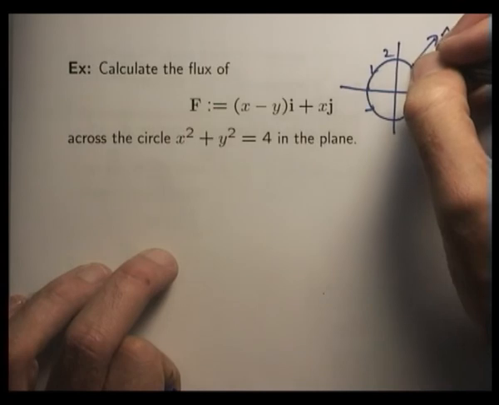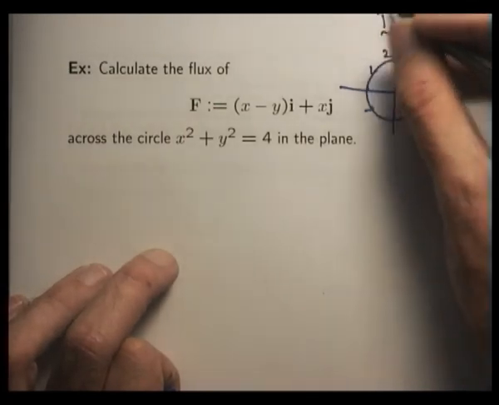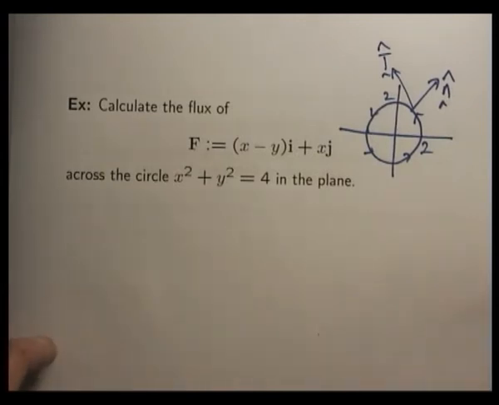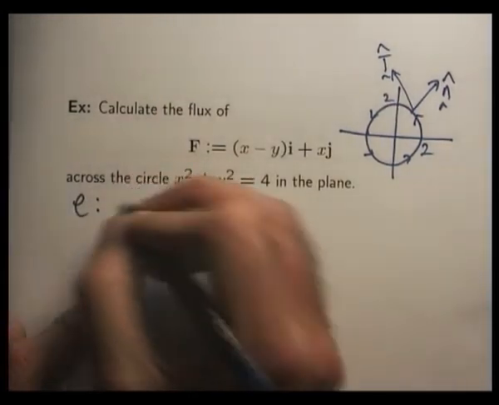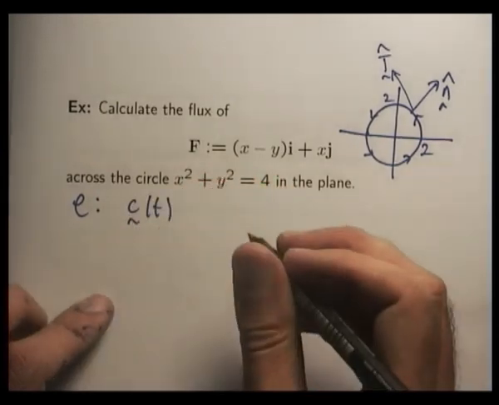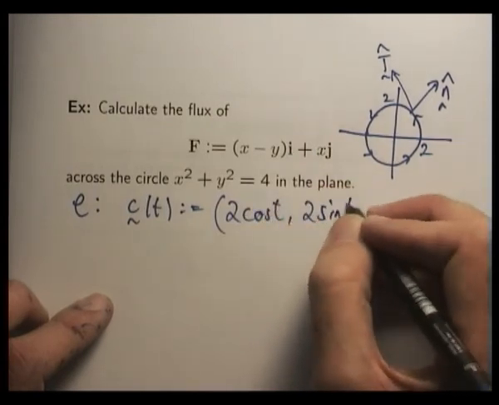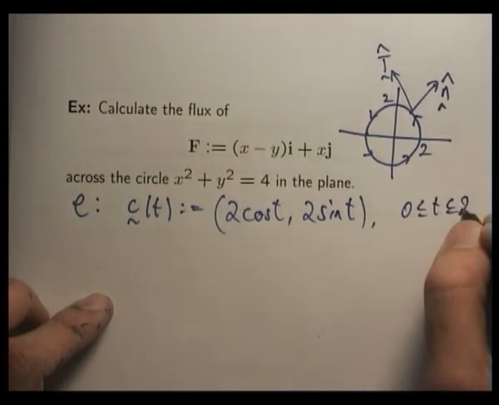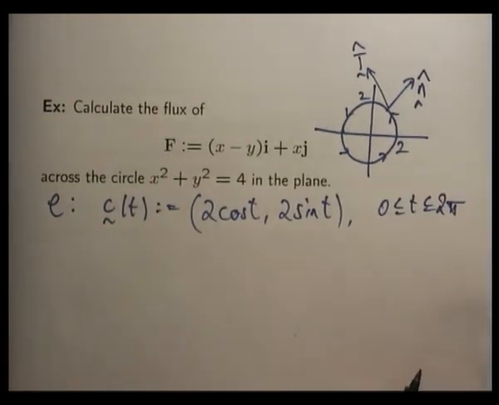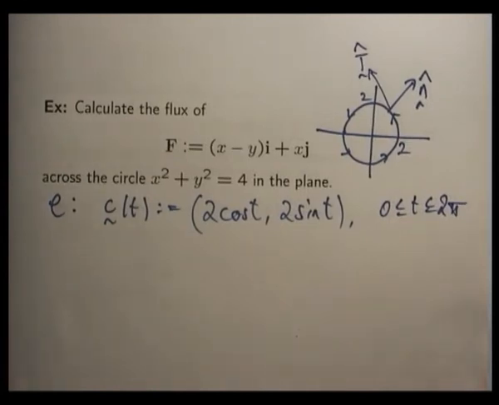So I know that my unit tangent is going to look something like that. I can parameterize curly C by something like 2 cos t, 2 sin t, right? So now I can produce a tangent vector just by taking the derivative.